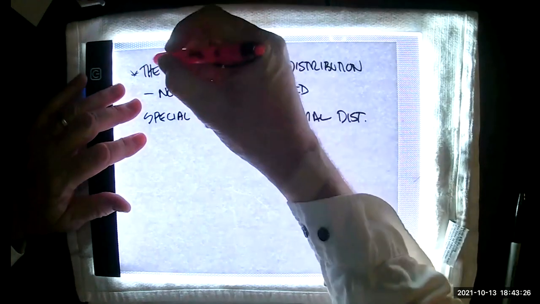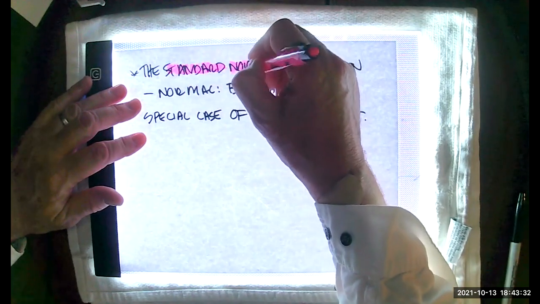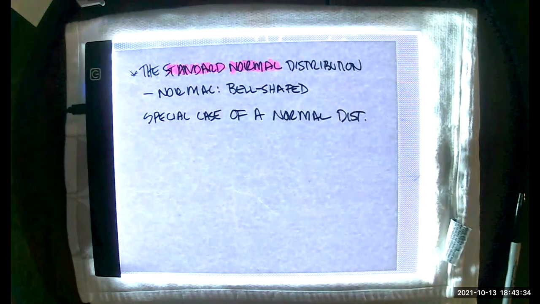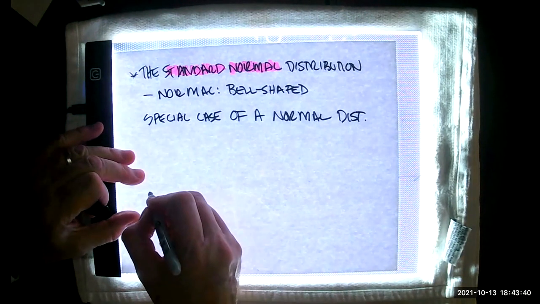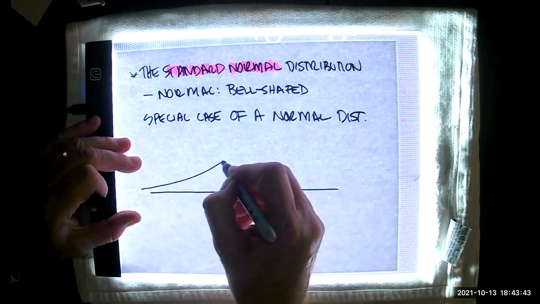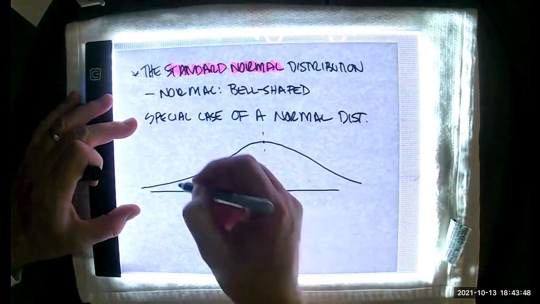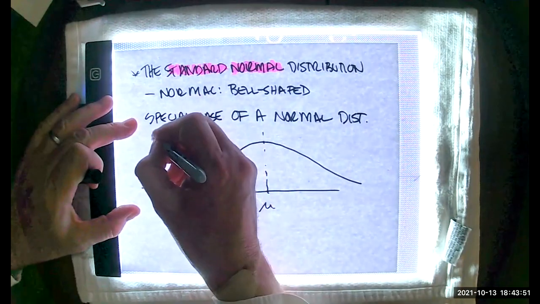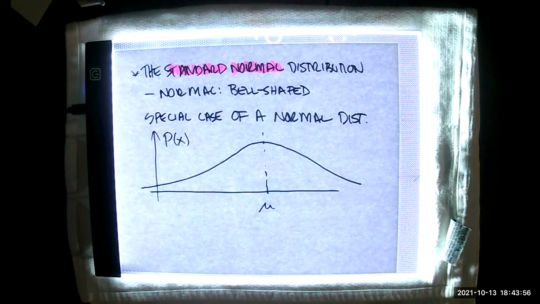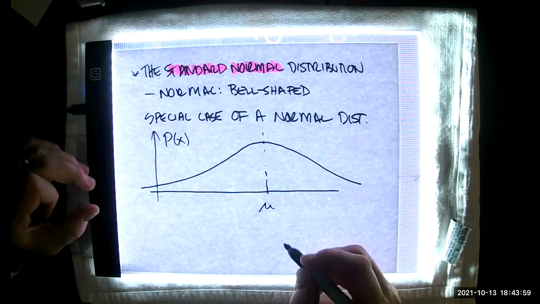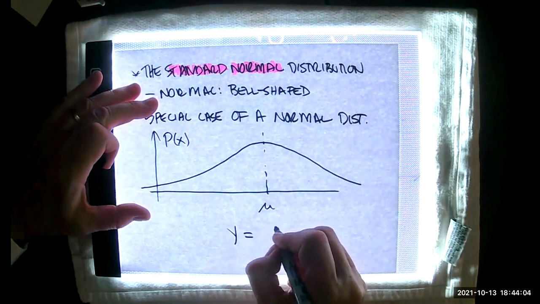So that word standard is going to be important. And we already know what the word normal means. We've encountered this word quite a lot. I'll remind people that the normal distribution is bell-shaped with the mean at the top of the hill. The vertical axis is the probability. And believe it or not, this graph, P of X, has a particular formula.